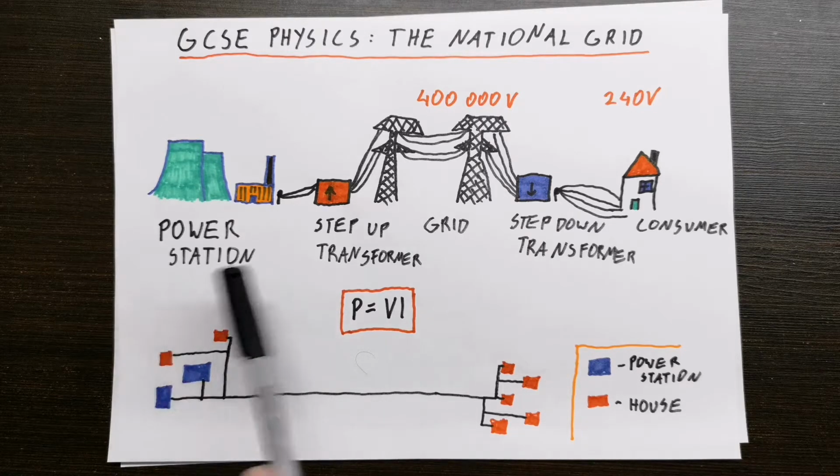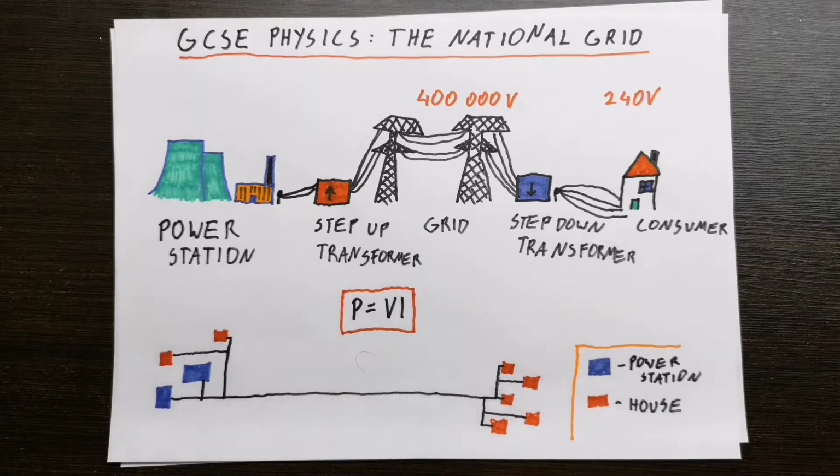So here I drew out a more detailed graph of how the National Grid works. Now, here we have a power station. That's where we start off. The power station is connected to the National Grid because the power station generates that electricity. It generates that electric power, which will be supplied across the country.